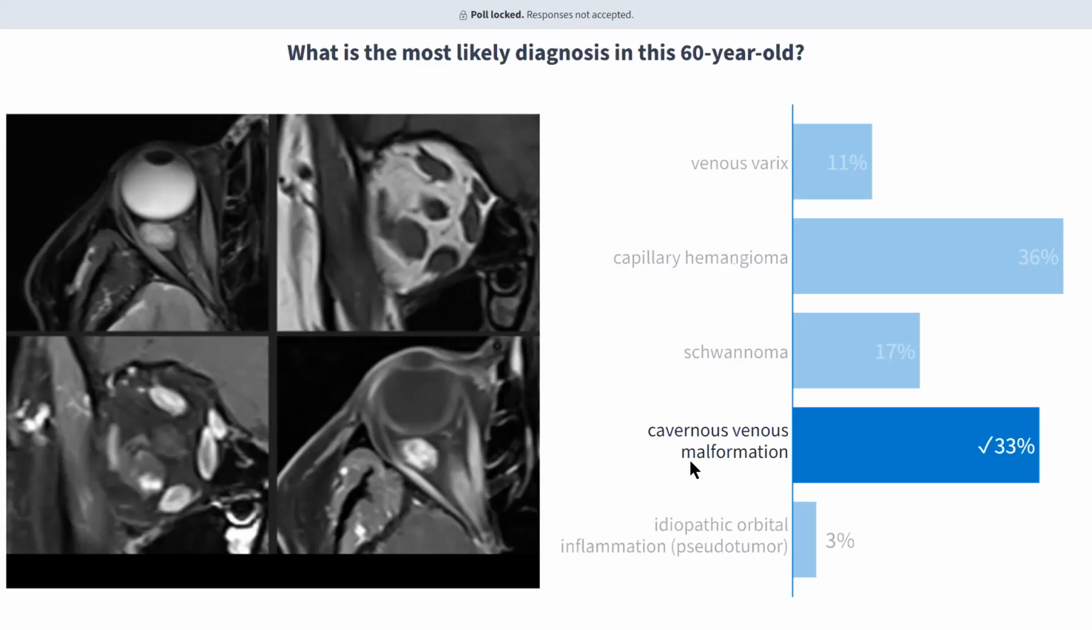What separates this from the other distractors of venous varix, schwannoma, and pseudotumor would be the enhancement pattern. We see that there's no intrinsic T1 hyperintensity. On the first post-contrast sequence, there are some puddling areas of contrast enhancement, and on the later post-contrast sequence, there's more contrast enhancement. So think about hemangiomas in the liver, how they have peripheral puddly enhancement that fills in over time. It's a similar phenomenon that can be seen in orbital venous malformations. So these are cavernous hemangiomas or cavernous venous malformations.